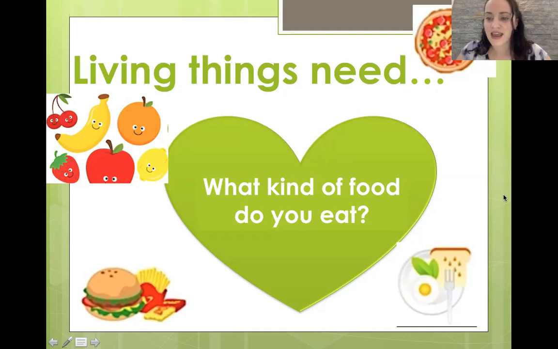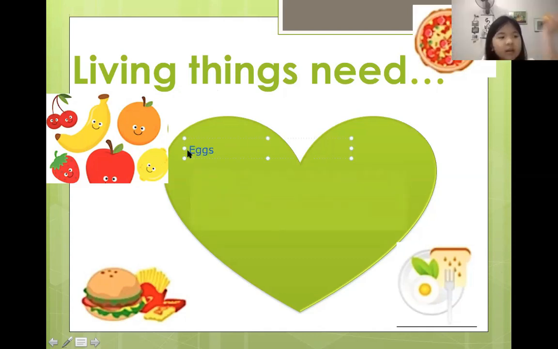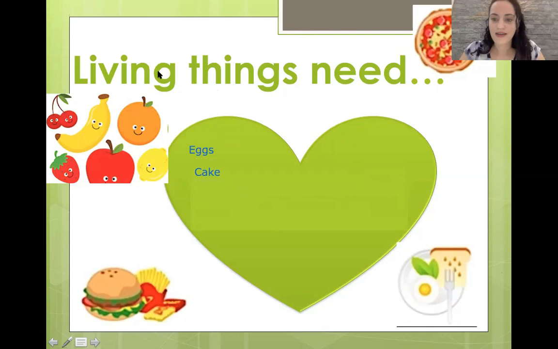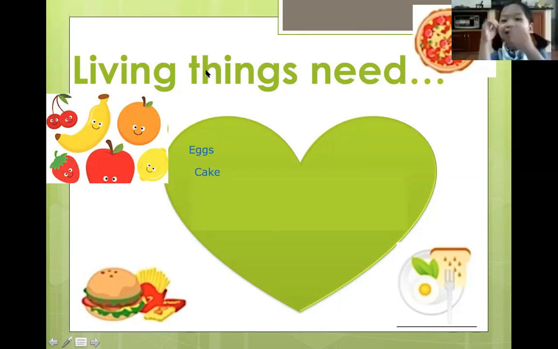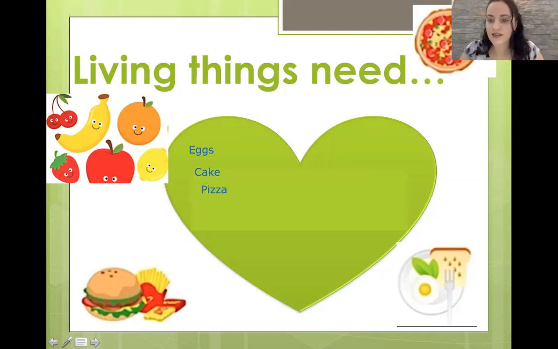Rosie, what food do you eat? I eat cake. Cake. Okay. Rosie, what food? Pizza. Pizza. All right, what else do we eat? Moon, what food do you eat? Eat apple. Apples. Yummy, yummy.